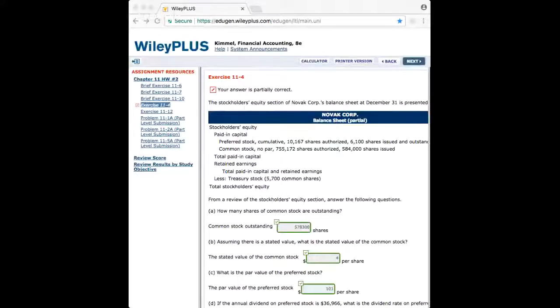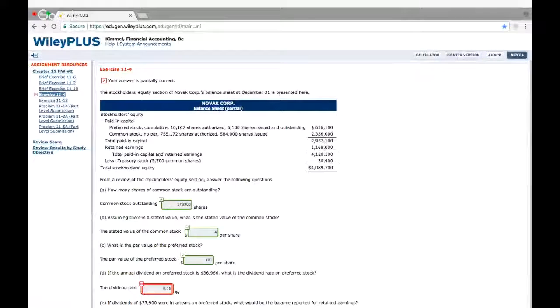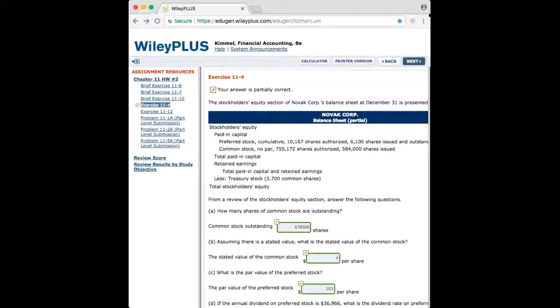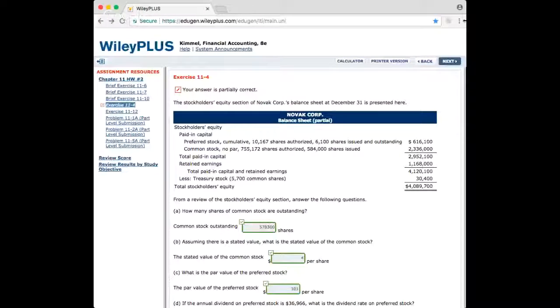So let me go ahead and share my screen here. Let's just start out by looking at the Wiley Plus problem. If we glance at this problem really quick, let me make this a little bigger so we can all see it here.